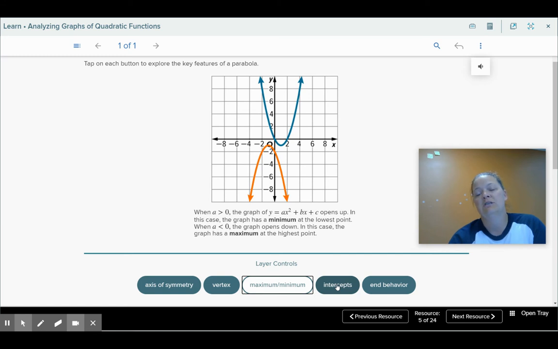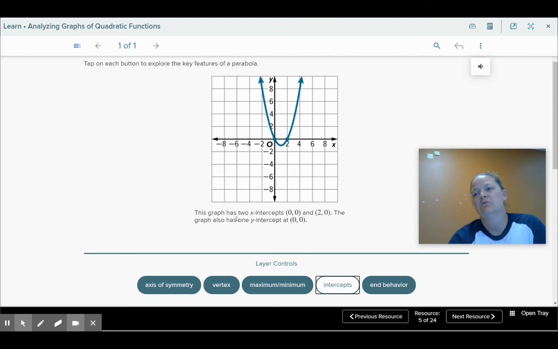The next key feature is intercepts. This graph has two x-intercepts, (0, 0) and (2, 0). The graph also has one y-intercept at (0, 0). One of the x-intercepts is also the y-intercept. So the x-intercepts are where it crosses the x-axis. The y-intercept is where it crosses the y-axis.